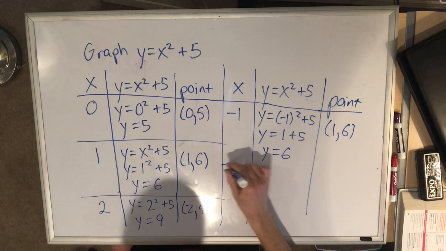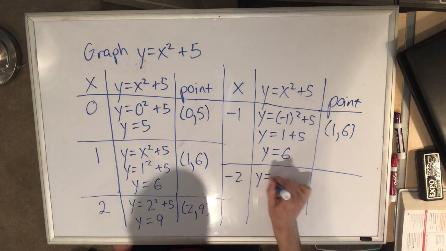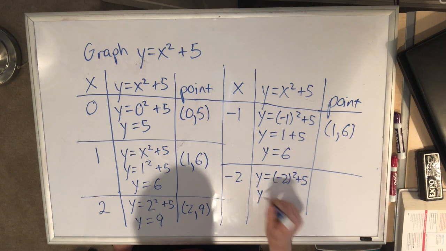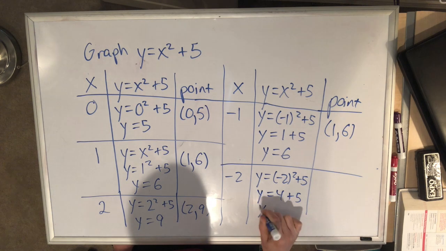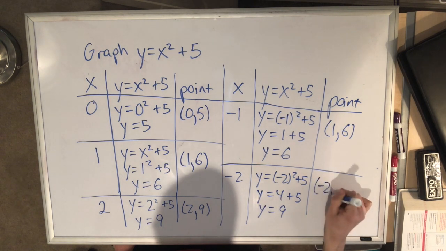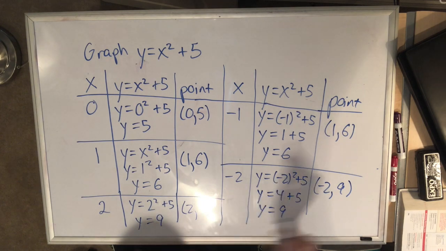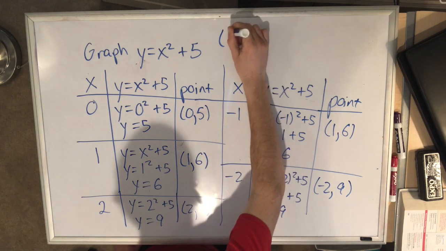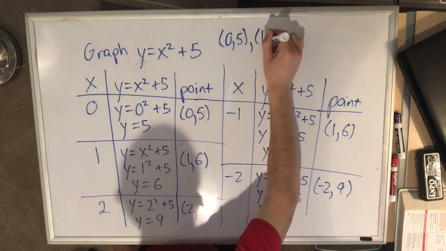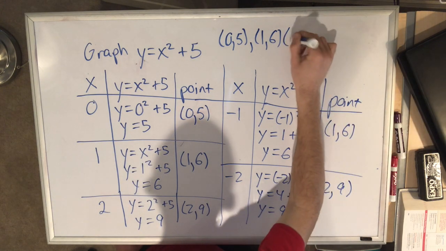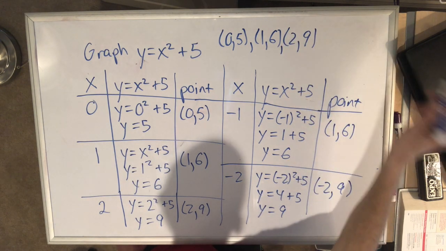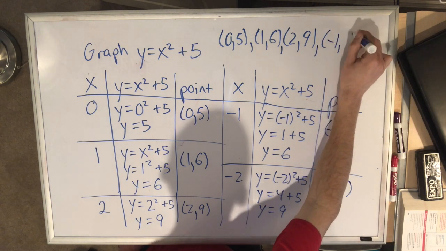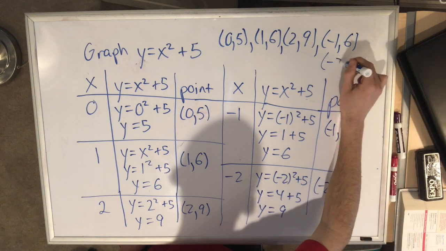And then substituting in -2 for x, -2 times -2 is +4. 4 plus 5 is 9. So we get the point -2 comma 9. And I'm going to copy these points up here because I'll have to erase the table to make room for the graph. So 0 comma 5, 1 comma 6, 2 comma 9, oh sorry, -1 comma 6, and -2 comma 9.